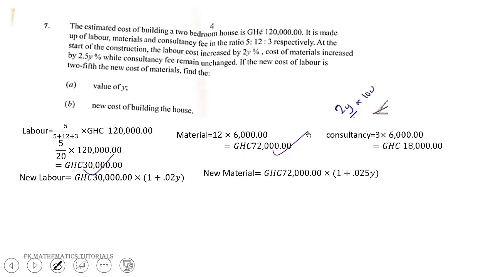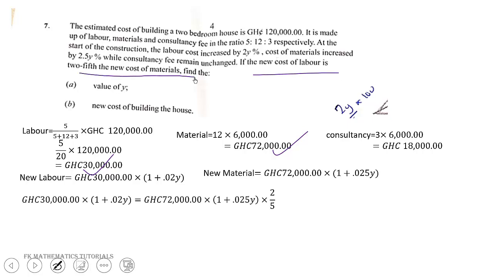Then we're given a relationship. We're told that if the cost of labor is to fit, that is 2 over 5 times the cost of materials, then we are supposed to find the value of y. So this is the equation we have to form. So we just have to solve this linear equation for y.